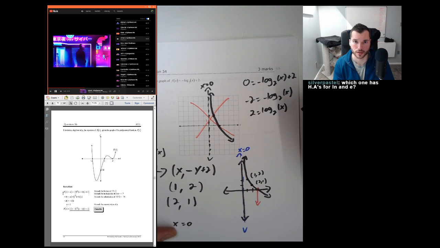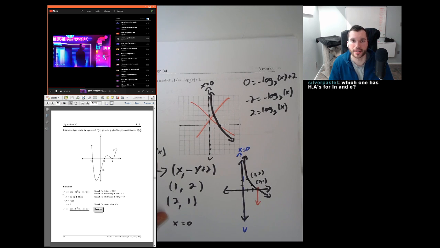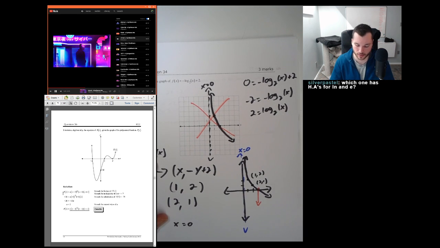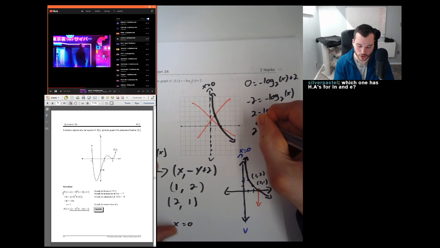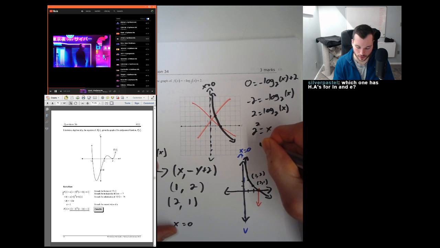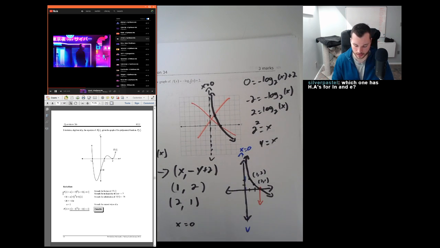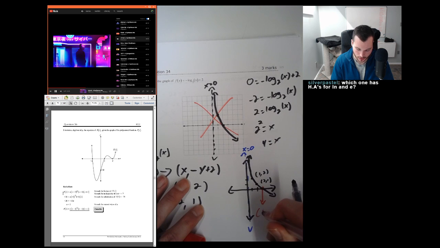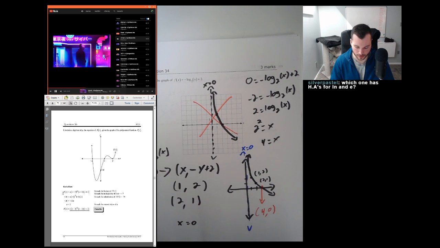Which one has horizontal asymptotes? It would always be exponential, right? So horizontal asymptotes would be any exponential function, 2 to the power x, 3 to the power x, whatever. And same with natural exponent too. So e to the power of x, that would have a horizontal asymptote as well. 2 to the power 2 equals x, 4 equals x, and hey, we got this point to be 4, 0, and we would have to mark that out.